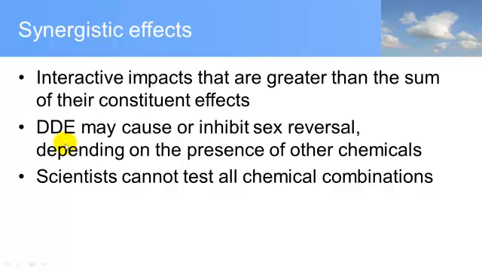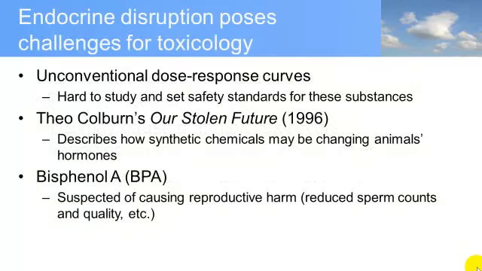DDE, the breakdown product of DDT, may actually cause or inhibit sex reversal depending on the presence of other chemicals. And because there are thousands of chemicals on the market, we can't always test for every combination. It's just impossible. It would take millions of years to do those studies. Endocrine disruption is a particularly big challenge for toxicology. Like I said, they often have these unconventional dose-response curves.